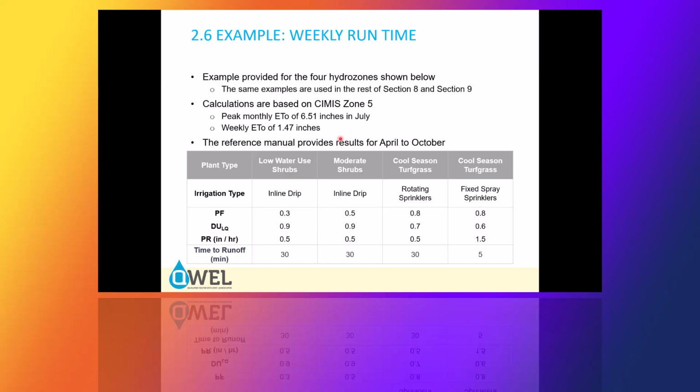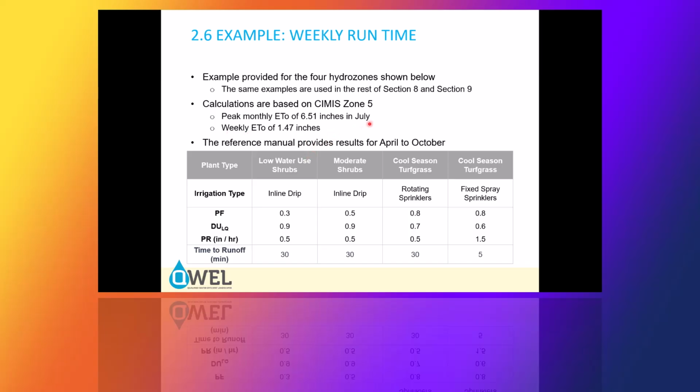You should know that to calculate a weekly ETo, you don't just take the monthly one and divide by 4. That would be inaccurate. In this case, we have an ETo of 6.51 inches in July. So you take 6.51 and you divide by the number of days in the month. July happens to have 31 days. So you would divide 6.51 by 31 to come up with a daily ETo, and then you'd multiply that daily ETo by 7 to get the 1.47 inches in the weekly ETo.